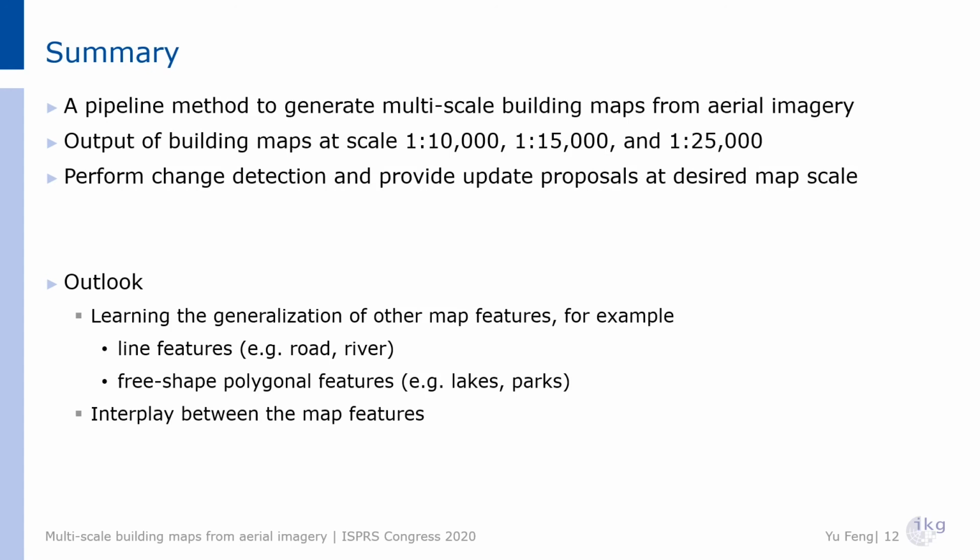As outlooks, we would like to try out other map features such as line features, roads, rivers, and also free-shape polygonal features like lakes and parks. And we also aim to further investigate the interplay between map features and deep learning models.